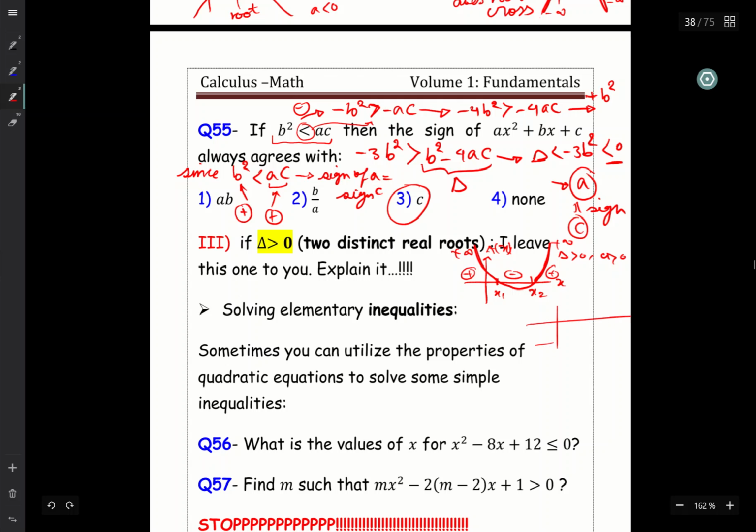Now, the other case is when delta is strictly positive, but a is negative. Then we have two real roots. We end up with a shape like this. In this case, between the two roots, I end up with positive. Outside the two roots, I end up with negative. So the conclusion here is that between the two roots, the sign of the quadratic is opposite the sign of a.